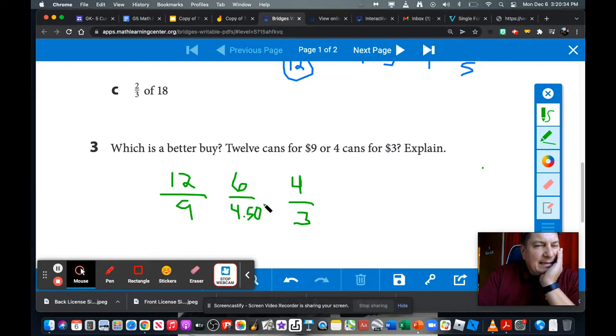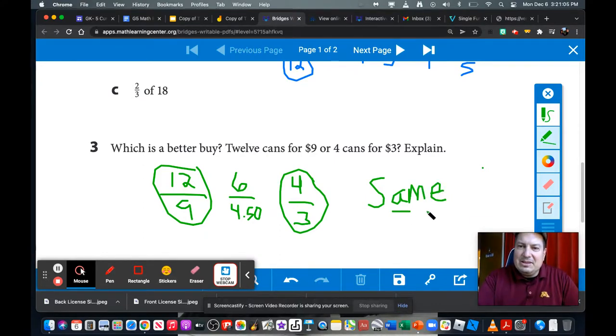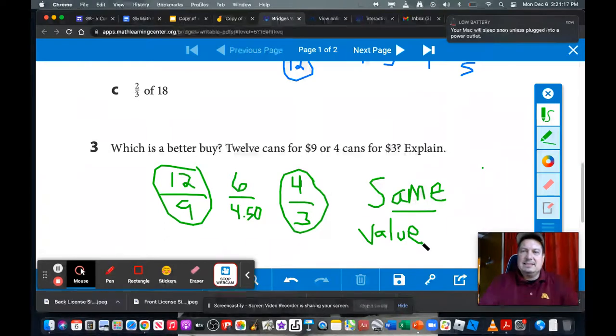If I broke this down into thirds, so a third of 12 is 4, a third of 9 is 3. Well, hold on. A third of 12 is 4, and a third of 9 is 3. Hold on. I think I've discovered something that maybe we haven't talked about quite yet. It's the same kind of value. Which is the better buy? It wouldn't matter. You're going to get the same value. You might say to yourself, ooh, I'd rather have 12 cans, especially if someone else is paying for it. But in all reality, it's the same value.